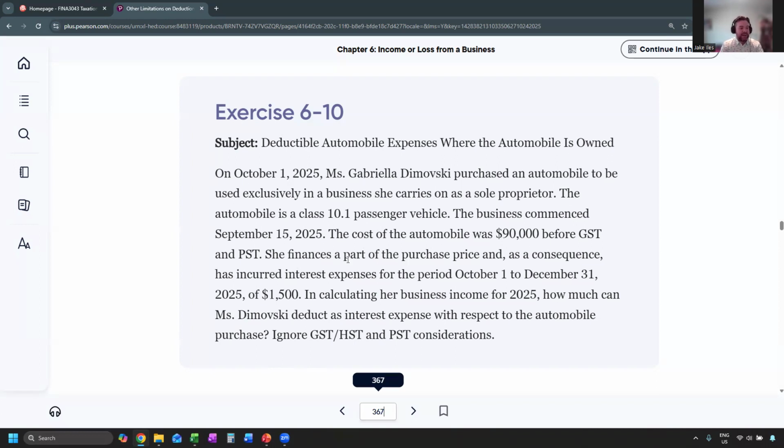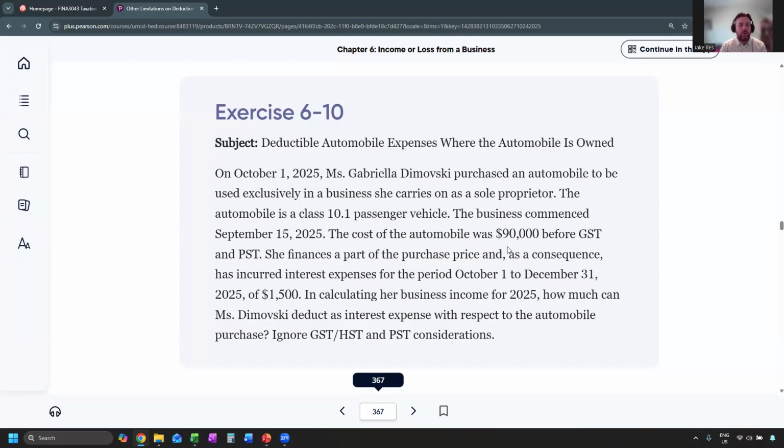$90,000. She finances a part of the purchase and, as a consequence, incurred interest expense from October 1st to December of $1,500. So she paid $1,500 in interest. Can we deduct the full amount? In calculating the business income, how much can Ms. Domofsky deduct as interest expense related to the automobile?